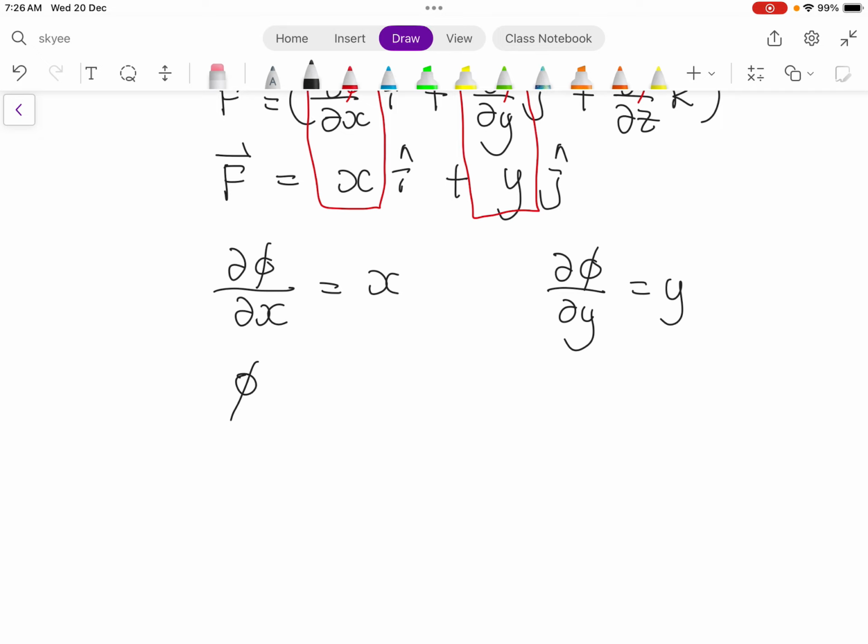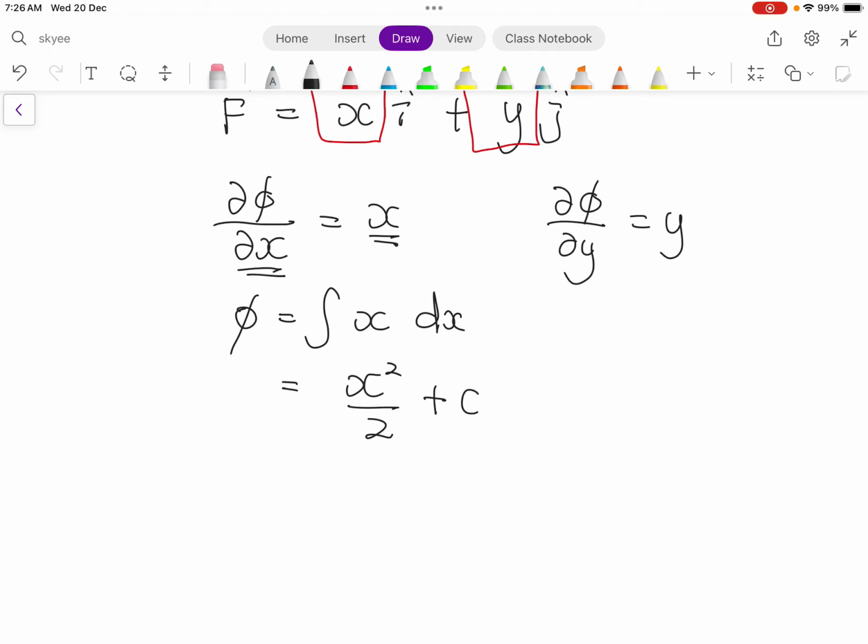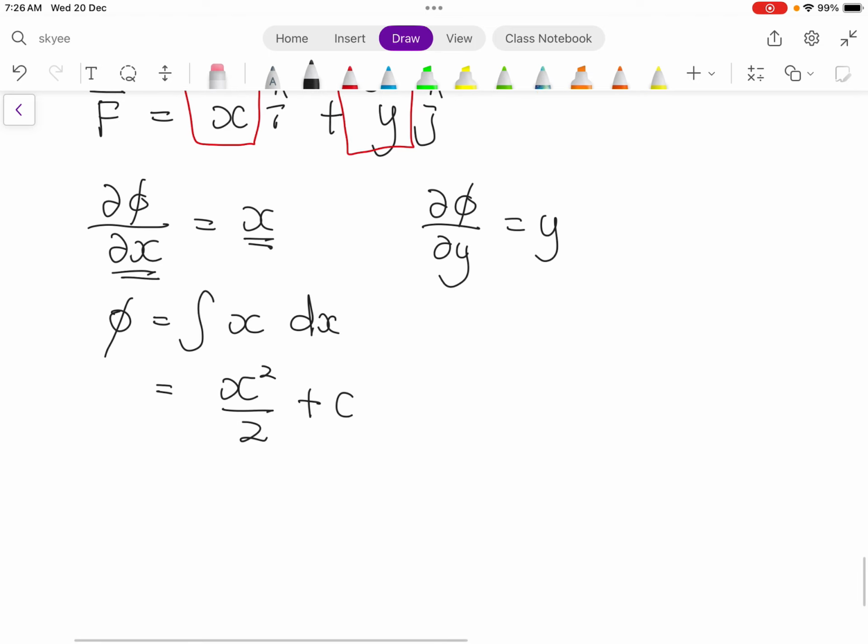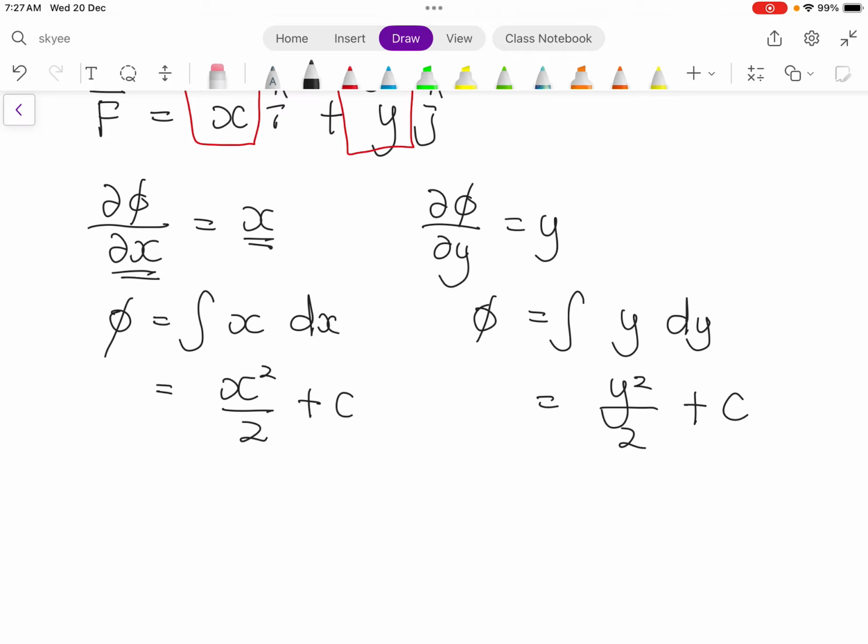So what will be the phi? Because you are asked to find the potential function phi, you have to integrate x with respect to dx. This one you have to do manually. So it will be x squared over 2, and always you have a constant c. When you perform the integration without the limit, without the interval, you will have a constant c. This one is also the same thing. You integrate y with dy, so you get y squared over 2 plus c.